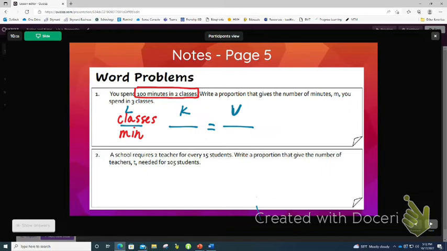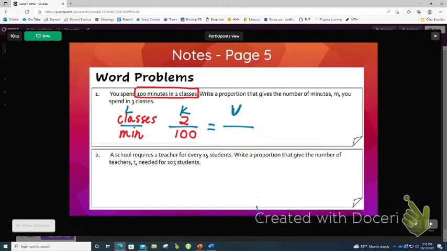and then we can do our known ratio. 2 classes in 100 minutes. The 2 is going to go on the top because that's talking about classes, and 100 goes on the bottom because that's talking about minutes. Now in unit rates, our unknown ratio was always x over 3. But now we have another number. So let's finish reading the question.